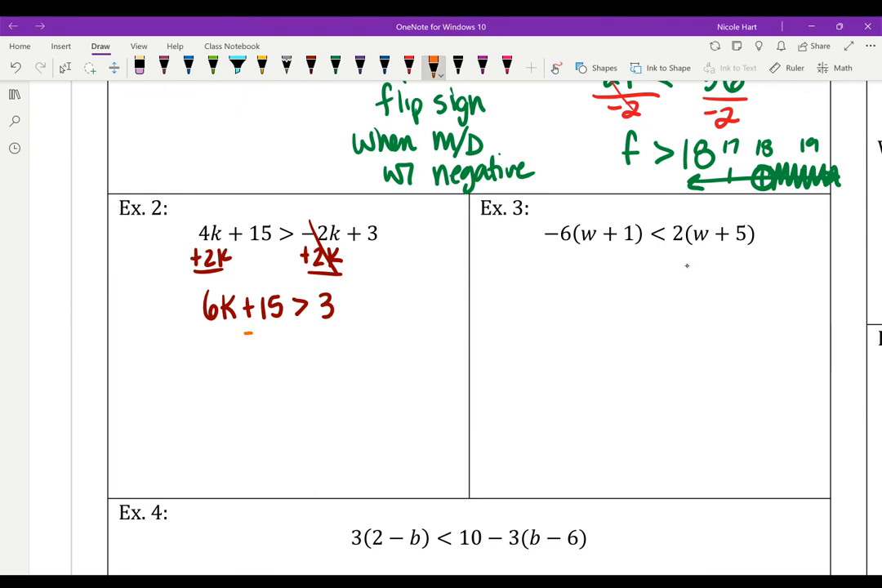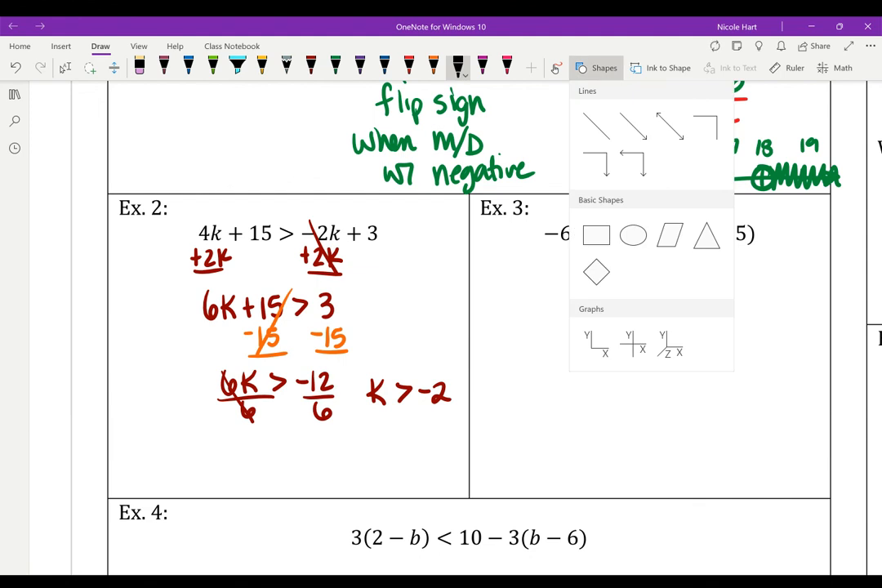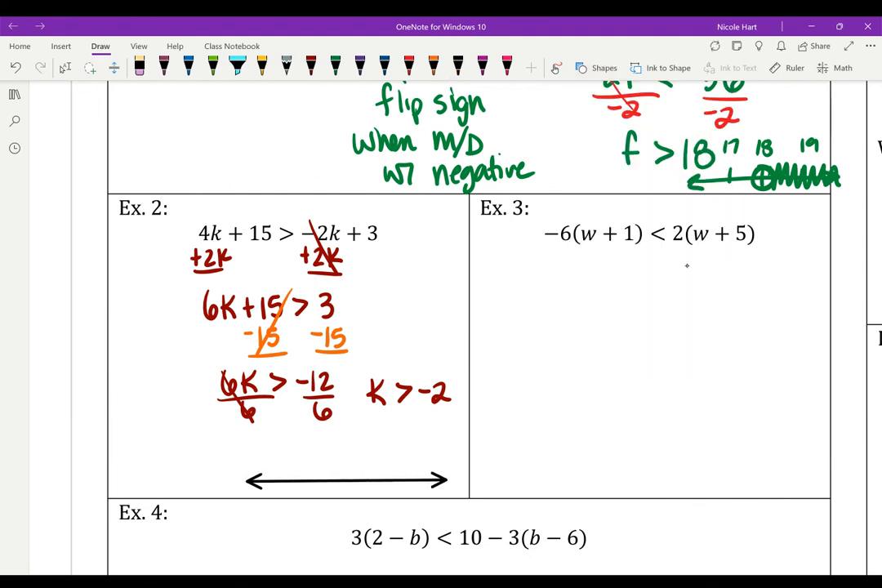Then I can get rid of the 15 using subtraction. So 6k is greater than 3 minus 15, which gives us negative 12. And then we divide by 6, and k is greater than negative 2. If we were to graph this, we have negative 3, negative 2, negative 1. That's going to be an open dot, and k is greater than, so we're going to go to the right.